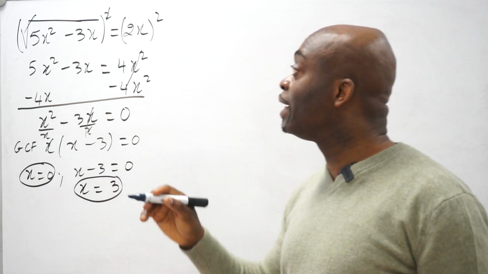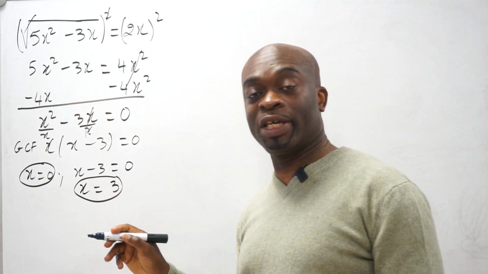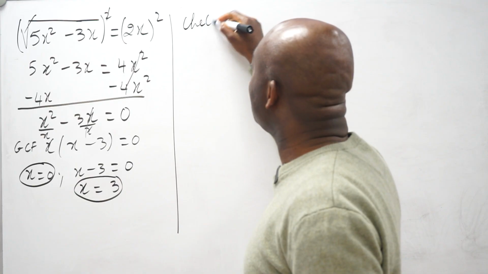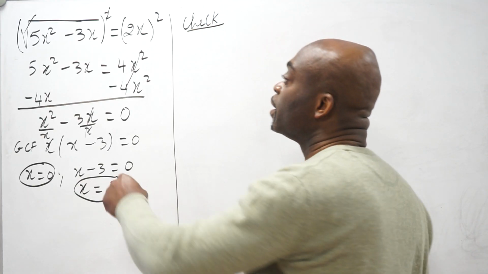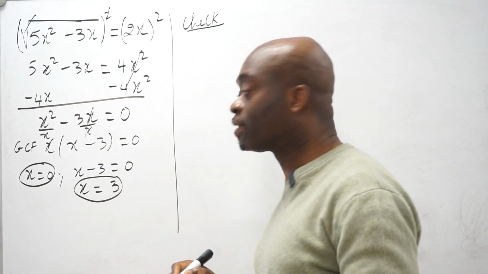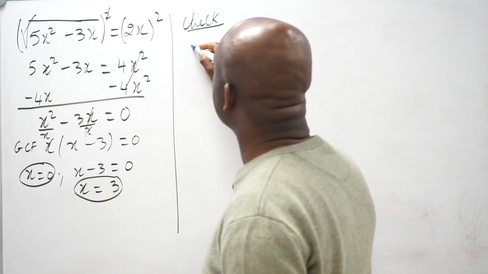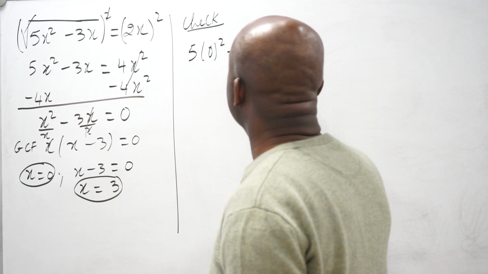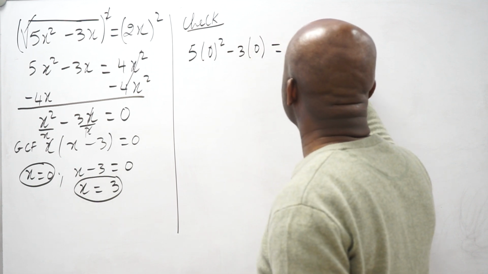Because remember, anytime you're dealing with radical equations, you have potential answers, not your final answers yet. So you have to check them out. Checking means you take each of the solutions, plug it back into the original equation, and see if you get a true statement. So x equals 0. If x equals 0, what's happening here? You have 5 times 0 squared minus 3 times 0, equal to 2 times 0.